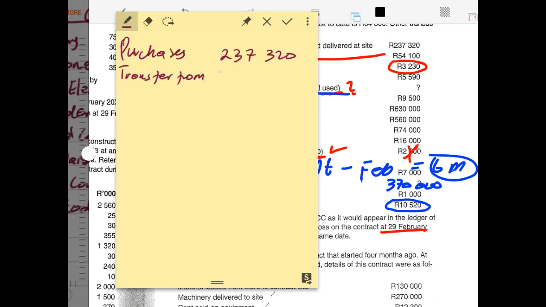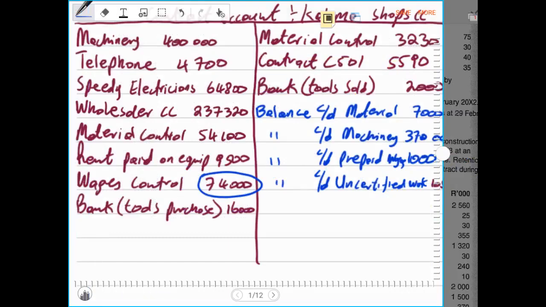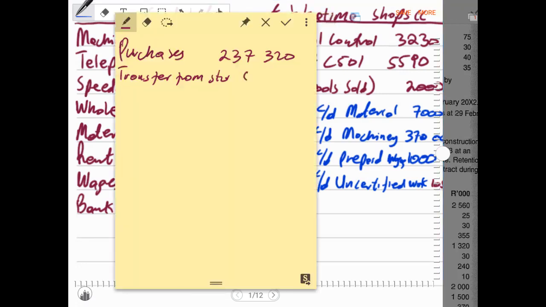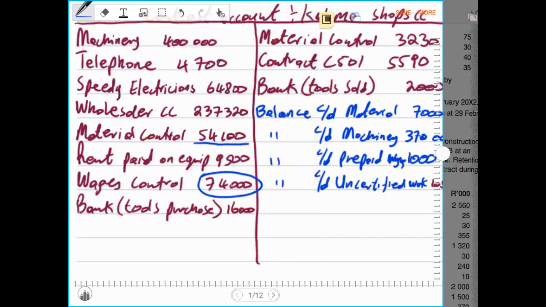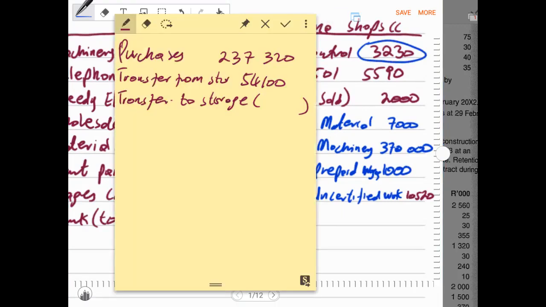Transfer from storage, and the transfer of the material from the storage, we have recorded that as 54,100. Then we say plus 54,100. Then we subtract the transfer to storage. We transferred some material back to the storage, and the material that was transferred back to the storage amounted to 3,230. So now we subtract that.